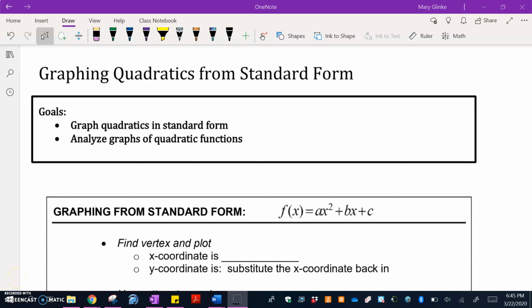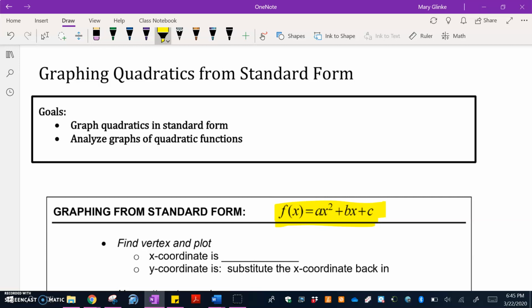Hello everyone. Today our goal is to graph quadratics from standard form and then to analyze those graphs after we've created them. Graphing from standard form is going to look like this. It's going to be f of x equals ax squared plus bx plus c.